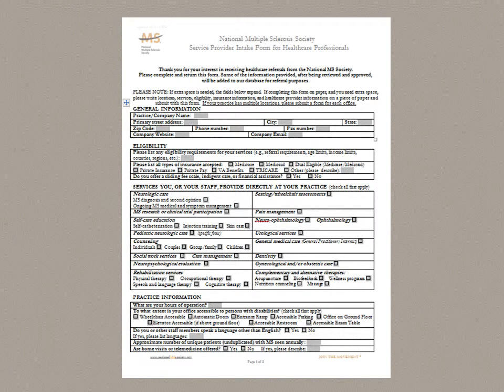This is our Health Professional Service Provider Intake Form. If they provide services to people living with MS and are interested in being listed in our database as a service provider, they can fill out this form and email, fax, or mail it back to the chapter. Within this form, they can provide information for up to 3 healthcare providers per office. The information provided, after being reviewed and approved, will be added to our database for information and referral purposes.